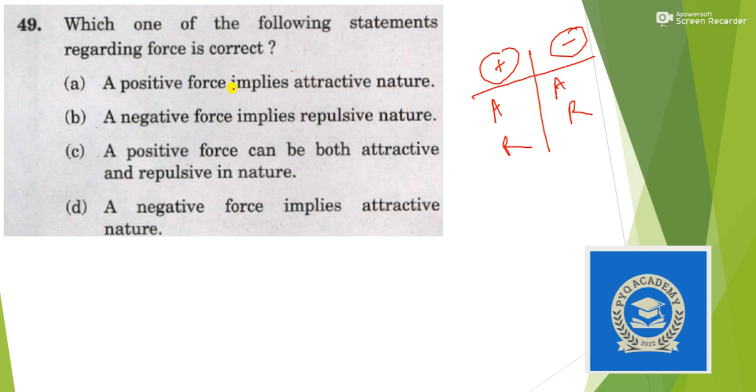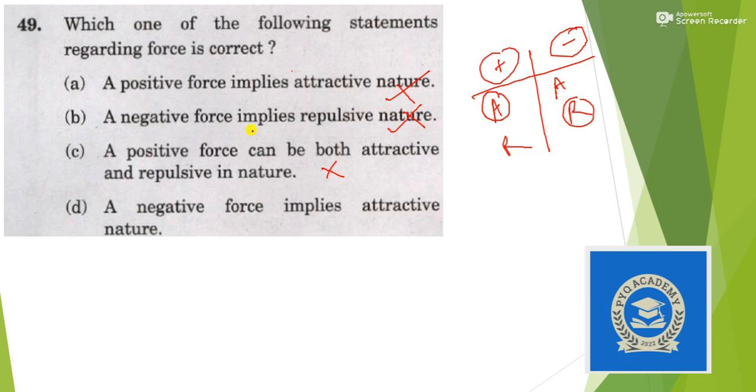So first one is a positive force implies attractive. Then negative force implies repulsive. That means either one of them is true, both cannot be true. Now a positive force can be both attractive and repulsive. This is wrong. We can definitely eliminate this option. Now the negative force implies attractive in nature. Now let's suppose if this is our answer, a positive force implies attractive in nature. If it is attractive in nature, then the negative one will be repulsive in nature. So if option A is correct, then option B should also be correct, and we cannot have two answers. That means this is wrong.